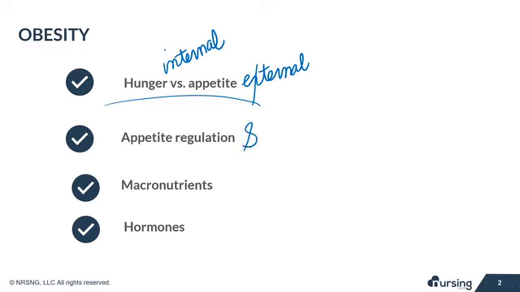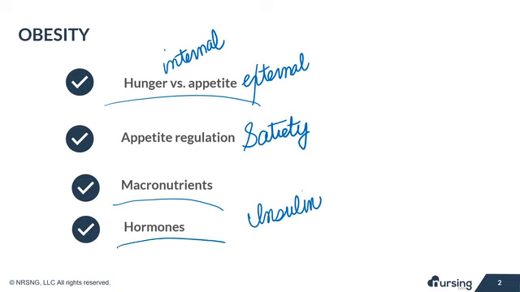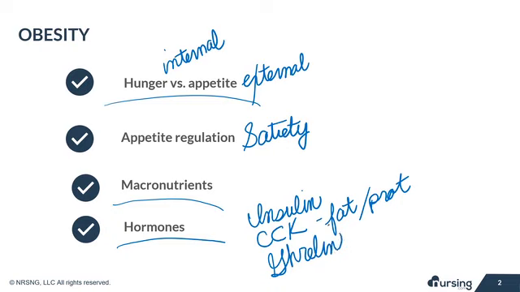One key part of appetite regulation is satiety. Satiety is the state of fullness, and it occurs after a meal, and it's how long before we feel hungry again. Macronutrients have a different impact on satiety, and a big part of that is with hormones. One of the hormones is insulin, and that's released in response to carbohydrate intake. Cholecystokinin, or CCK, slows down the emptying of the stomach, and it's influenced by fat and protein intake. Ghrelin is called the hunger hormone and is impacted by both carbohydrate as well as protein intake.